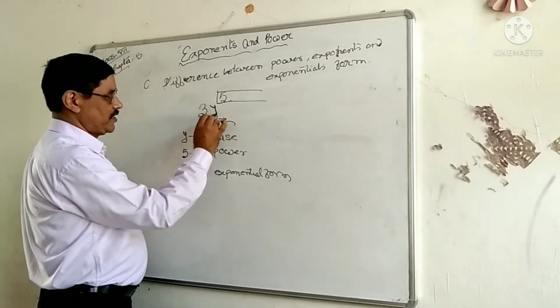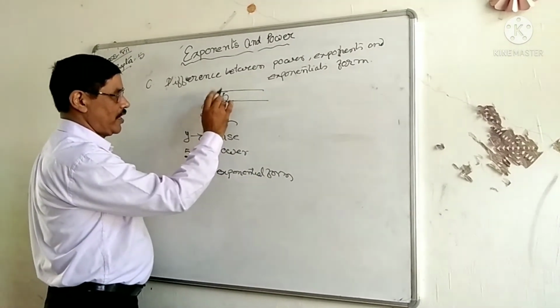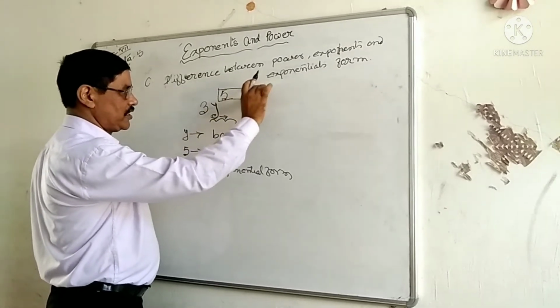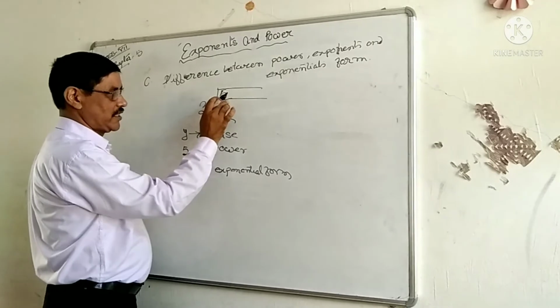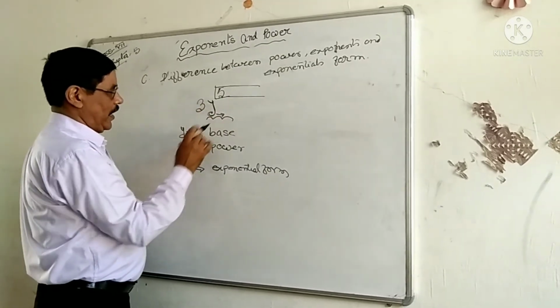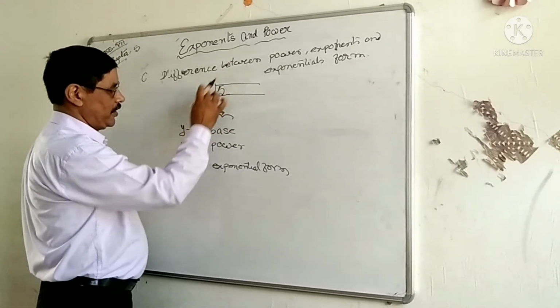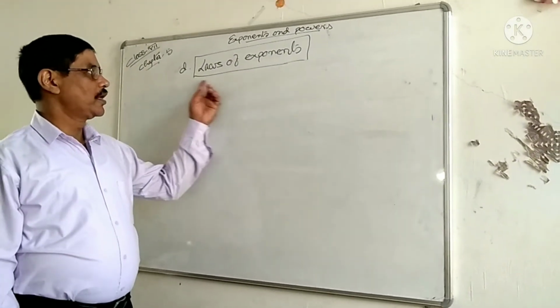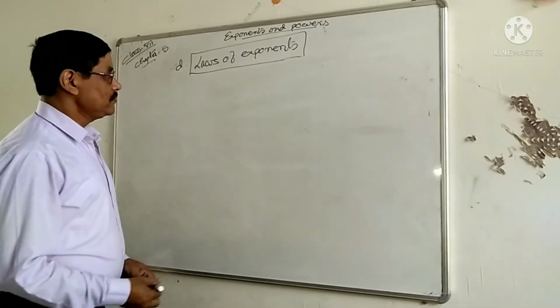Here y is the base, 5 is the power or exponent. Exponent and power are always written in this place, the top right corner. And y to the power 5 is known as the exponential form. So after that, the last topic: laws of exponent.